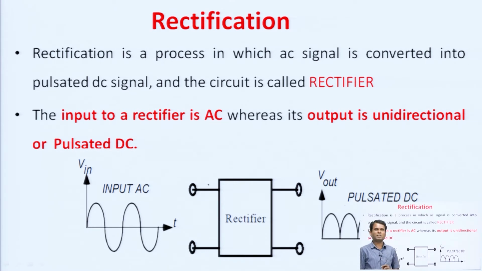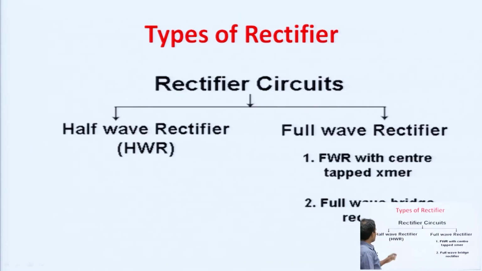There are various types of rectifier circuits: half wave rectifier and full wave rectifier. Further, full wave rectifiers are of two types: center tap transformer type full wave rectifier and bridge type full wave rectifier. I will discuss these three rectifier circuits one by one.